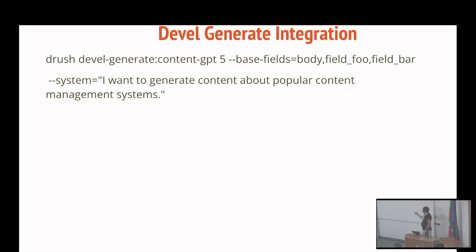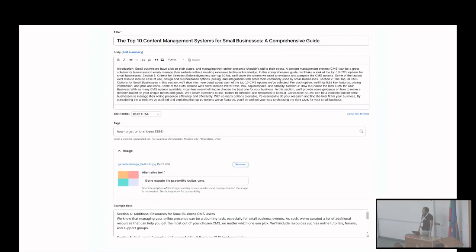It also got a Devel Generate integration, so you can call it via Drush. That way you can test your content with real content. This command generates 5 nodes. These are the 5 that you see here. And so you can also create specific fields like the body, and this is the prompt. System is the prompt that we inserted before via the Drupal interface. This is the output generated via Drush.